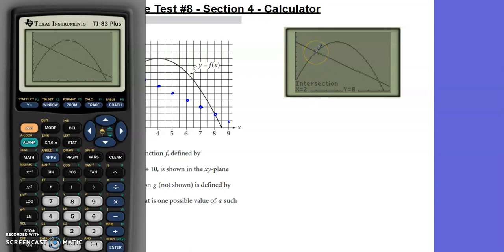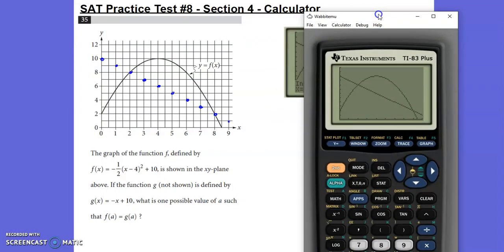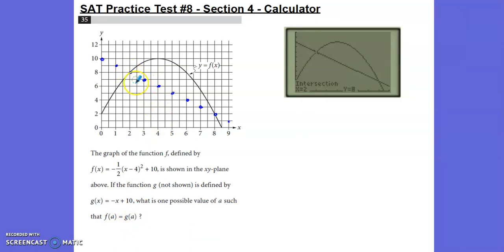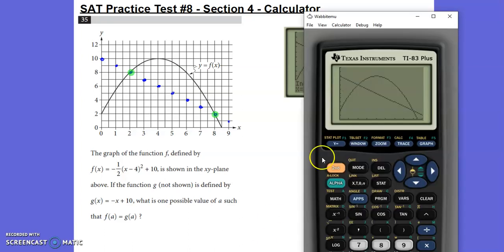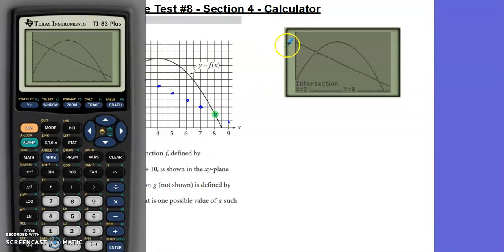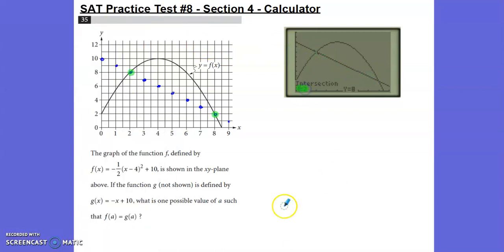There are two acceptable answers here. They want a value of a such that f of a equals g of a. Well, that's going to be either right here where the graphs are equal to each other, or right here where the graphs are equal to each other. I've already gotten one of those answers on my screenshot that's already pasted into the document here. And that first acceptable answer would be 2. So 2 would be one answer.